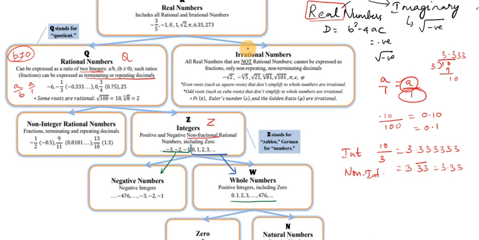Irrational number means whatever is not a rational number is an irrational number. We already have a big list under rational numbers. See, we had one different thing, terminating or repeating. What is the opposite of terminating or repeating? You can say it is going to be non-terminating or non-repeating.